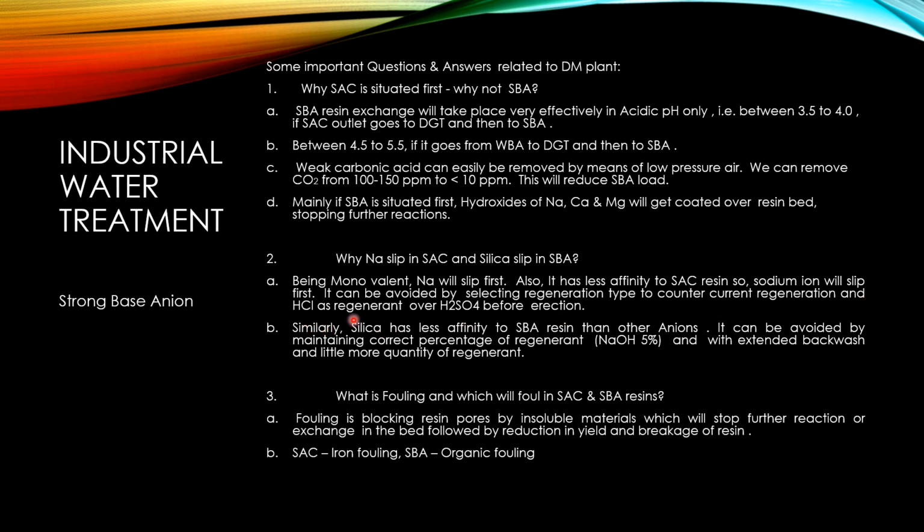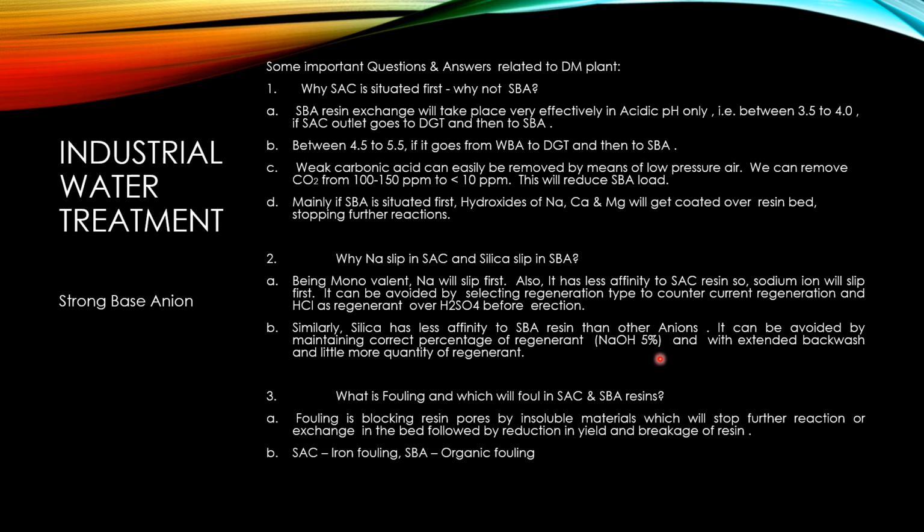Also we can use HCl over H2SO4. This HCl will avoid sodium slippage, and the purity of DM water will be very high compared to H2SO4 regeneration. So sodium slip will be avoided if HCl is used and countercurrent regeneration is followed. Similarly, silica will slip first, because silica has less affinity to the SBA resin than other anions like fluorides, sulfates, and carbonates.